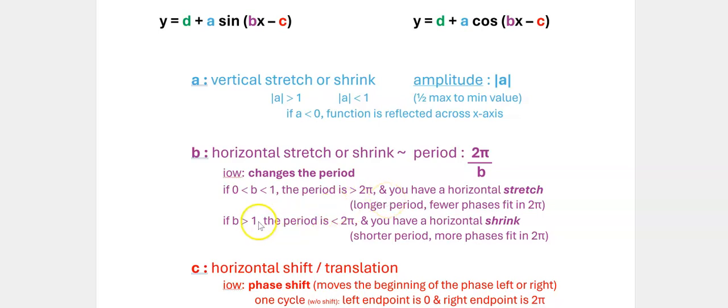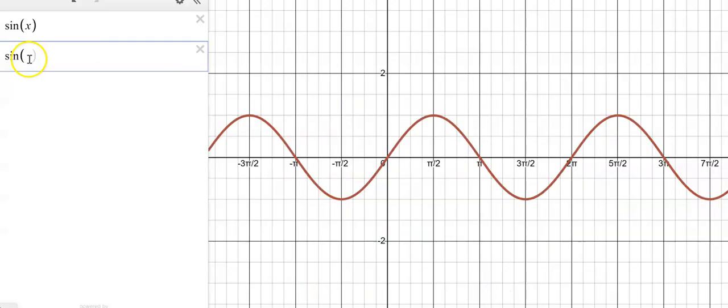But if b is greater than 1, if my coefficient of x is bigger than 1, then the period is less than 2 pi, and I have a horizontal shrink. In other words, it's a shorter period, so more phases fit into 2 pi. And we'll go to Desmos, and you'll see what we're talking about. So here I am at Desmos, and I've got my sine of x. If I let the coefficient of x be bigger than 1, I'm going to make it 2.